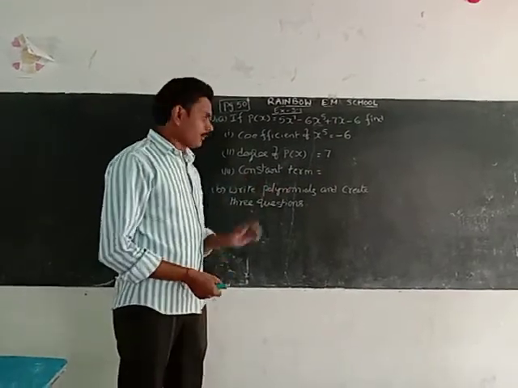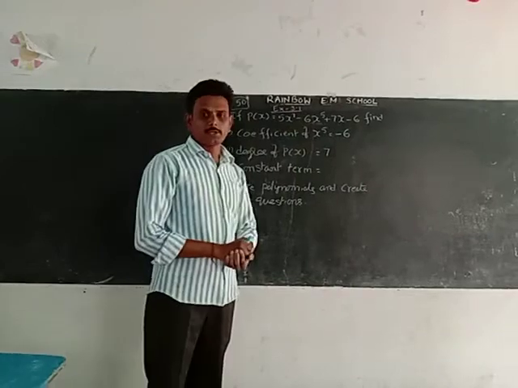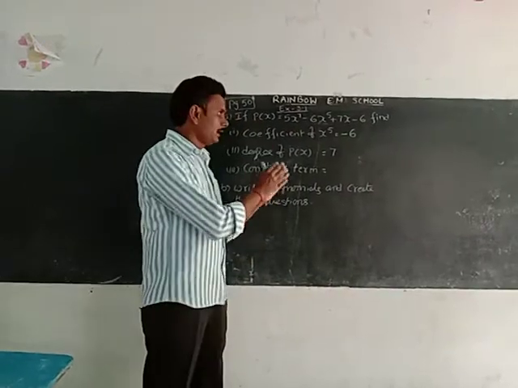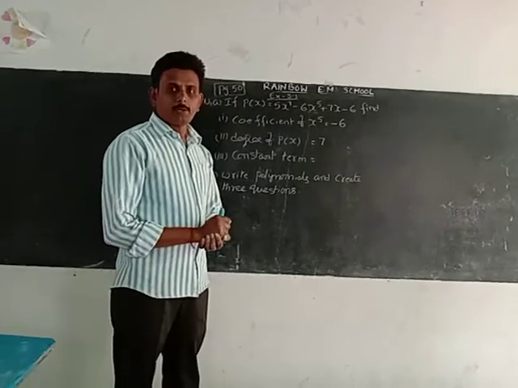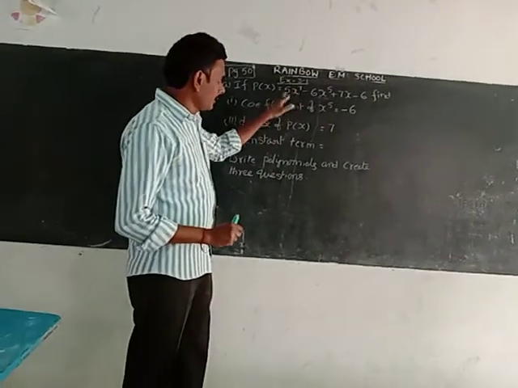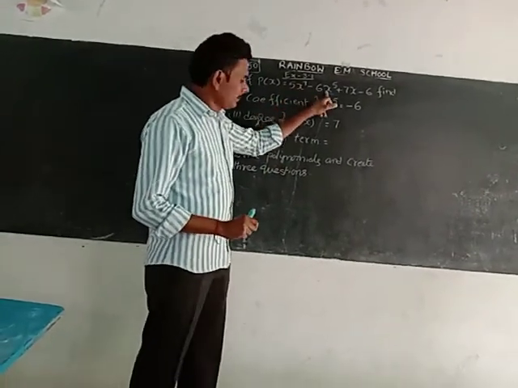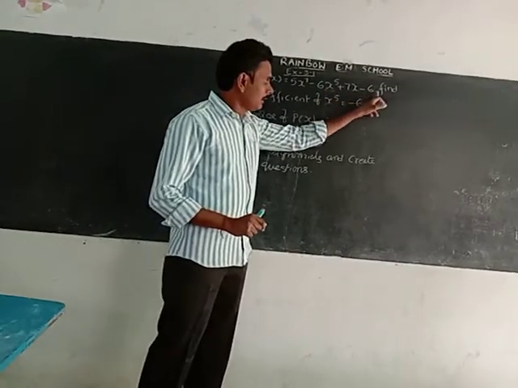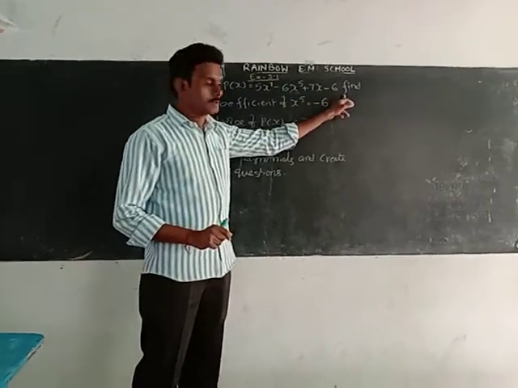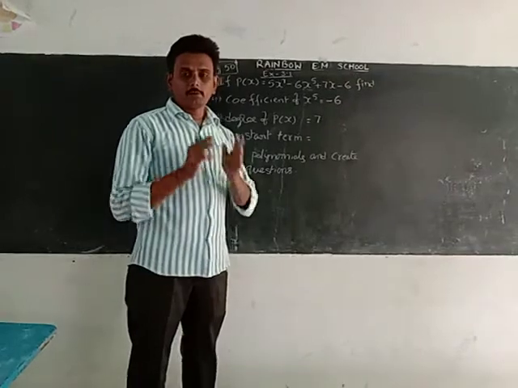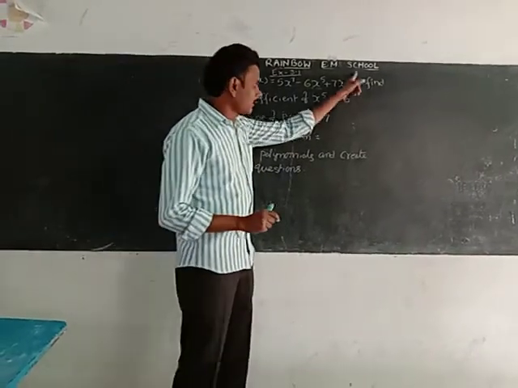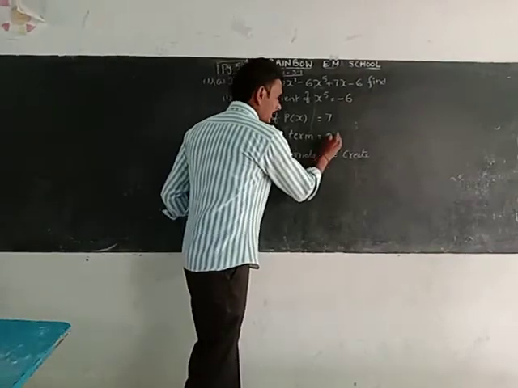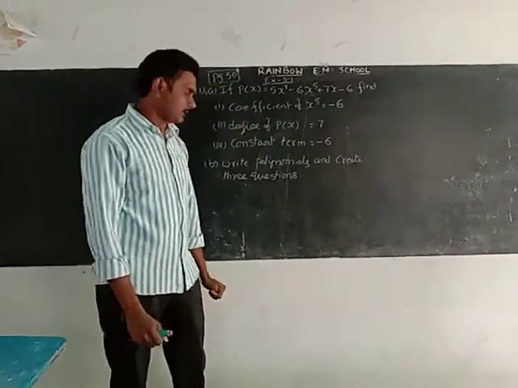Constant term. In this expression, what is the constant term? A constant term is simply a number available without a variable. If you observe, the variable is available in the other terms, but here no variable is available. So whenever a term is without a variable, it is called a constant. What is the constant here? Minus 6 is the constant.